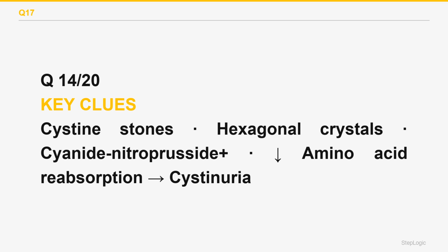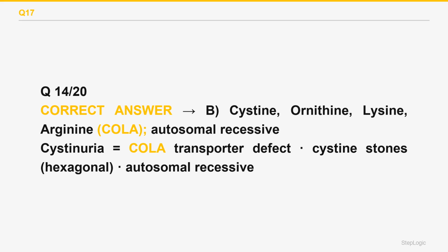Because the transporter cannot reabsorb them, they are lost in the urine. The clinically important one is cystine, which is poorly soluble, so it precipitates and forms recurrent kidney stones, classically with hexagonal crystals on urinalysis. The urinary cyanide-nitroprusside test detects the excess cystine. The correct answer is B.